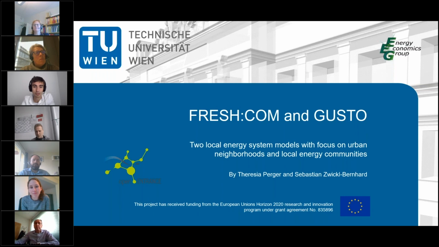I will present two open source models, FreshCom and Gusto. Both models focus on local energy systems, for example, urban neighborhoods or local energy communities. And we see an important role for urban neighborhoods to map or even break down national energy plans on neighborhood level.